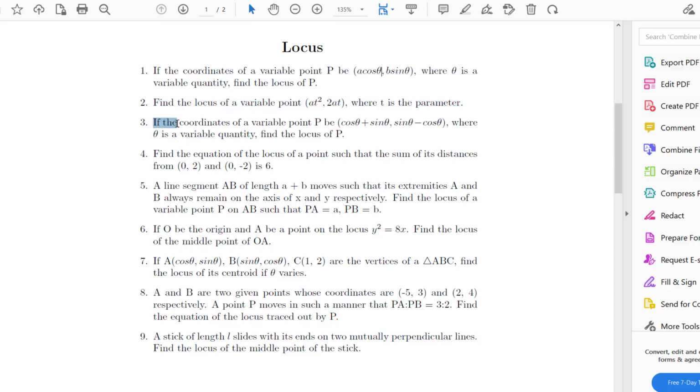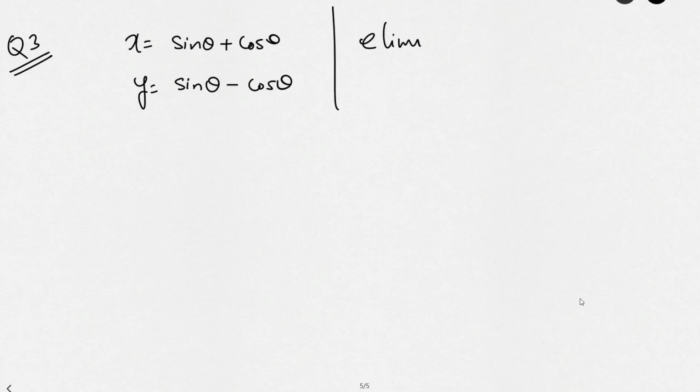Moving to the third question: if the coordinates of a variable point are (cos theta plus sin theta, sin theta minus cos theta), where theta is a variable quantity, find the locus of P. Again, a similar question, you have to eliminate theta from here. X is sin theta plus cos theta, and y is sin theta minus cos theta. What is the target? Eliminate theta and get an equation in x and y only.